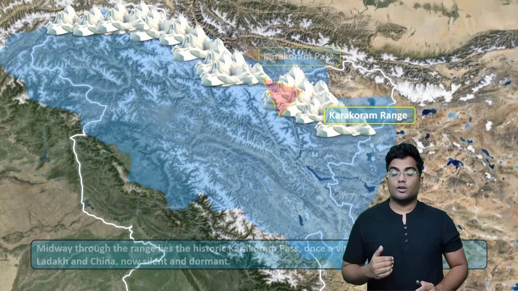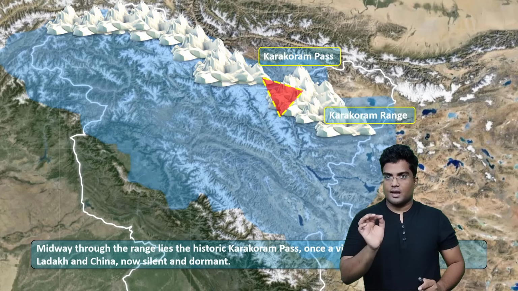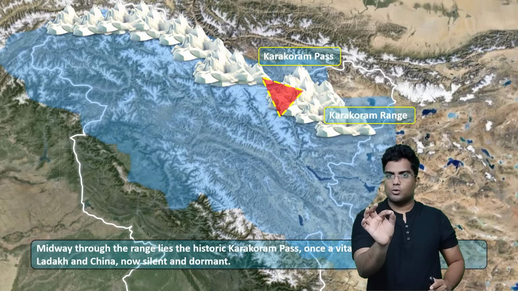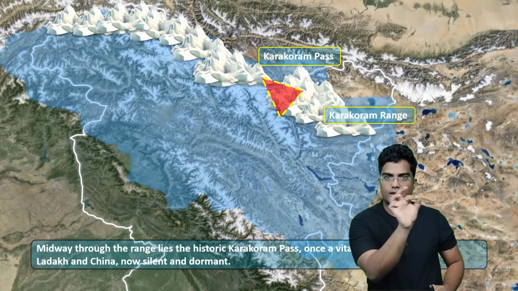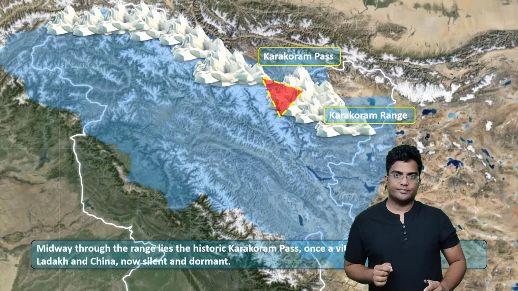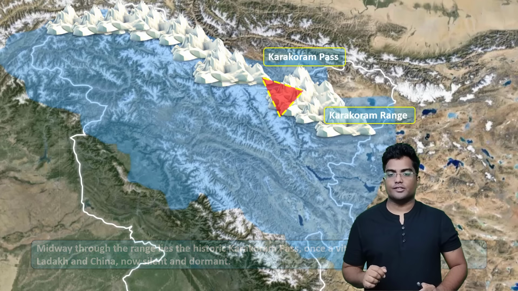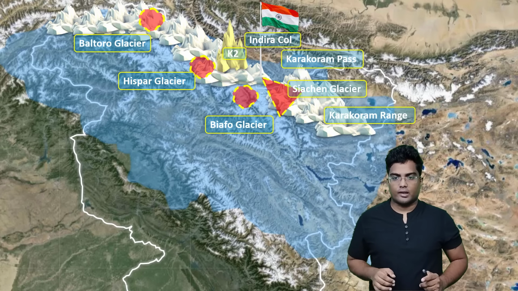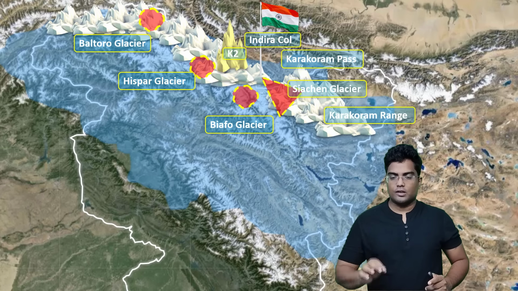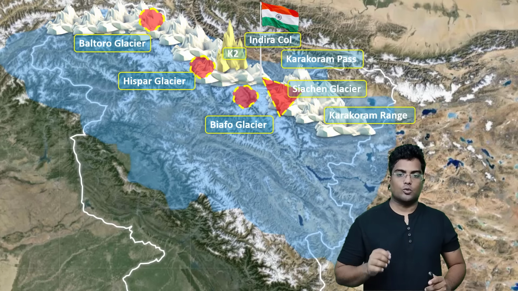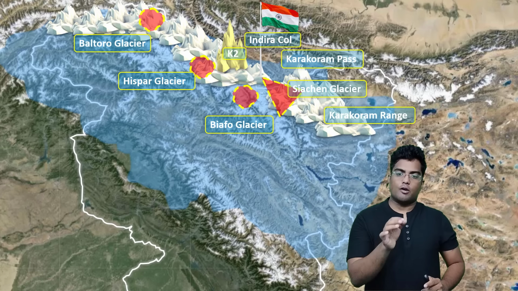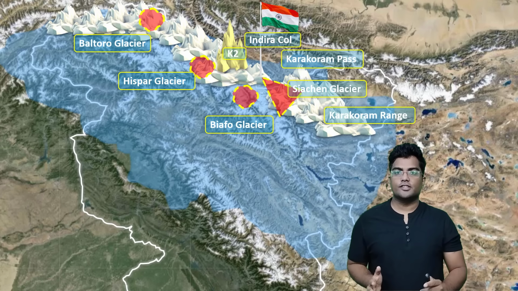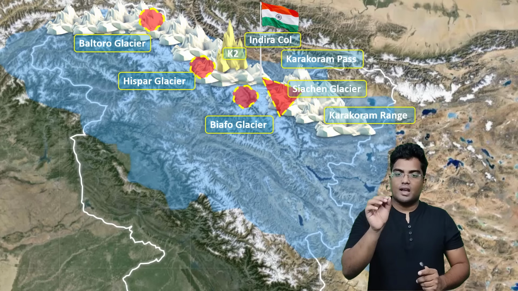So what's next? Now we are going to learn about the passes. As you can see, this is the Karakoram Pass, and it's located almost at Siachen Glacier, marked with a red triangle. Siachen Glacier, Karakoram Range, Karakoram Pass. So this is how the entire setup looks. You have K2, Indra Kol, Karakoram Pass, Siachen Glacier, Biafo Glacier, Hispar Glacier, and Baltoro Glacier. All the glaciers, all the most important peaks, and Indra Kol.